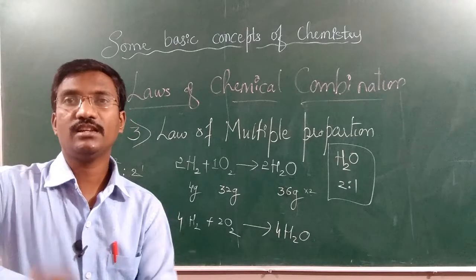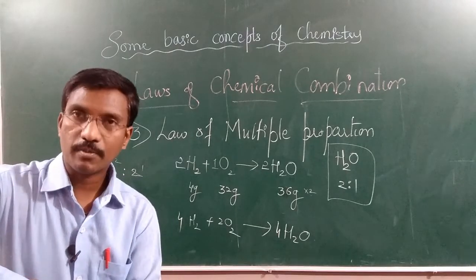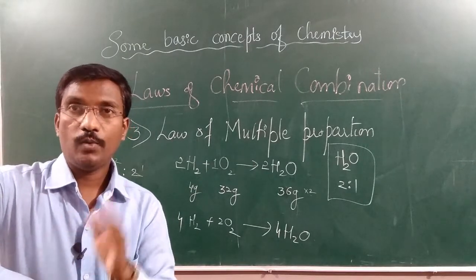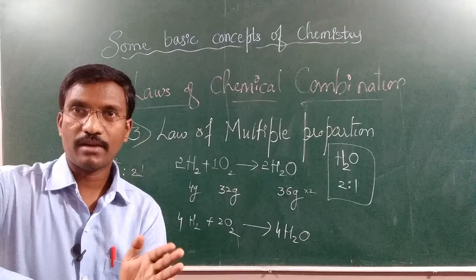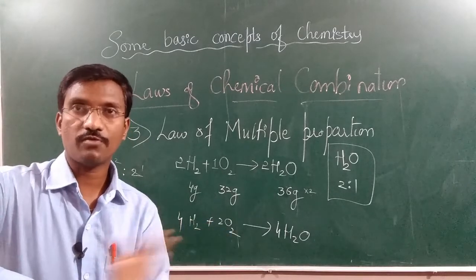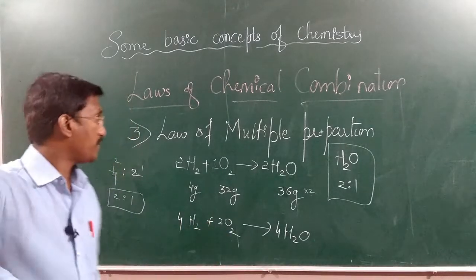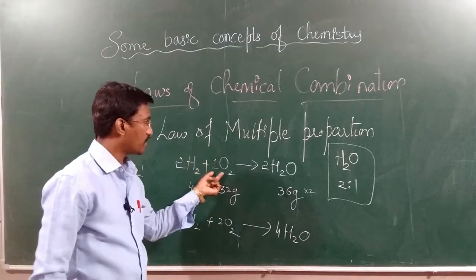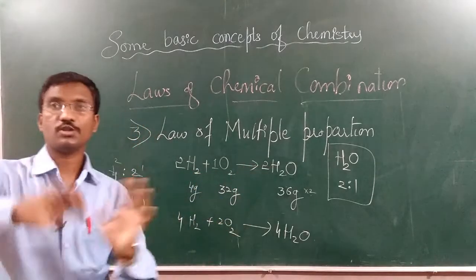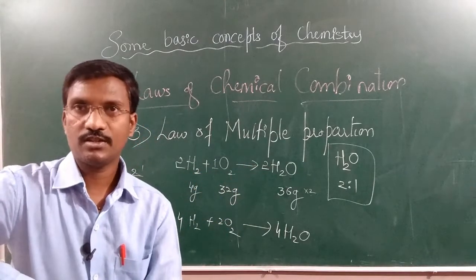This theory states that the law of multiple proportion states that when an element of a given mass combines with the fixed mass of another element, it combines in multiples of whole numbers, and the ratio should remain the same. So do you understand?